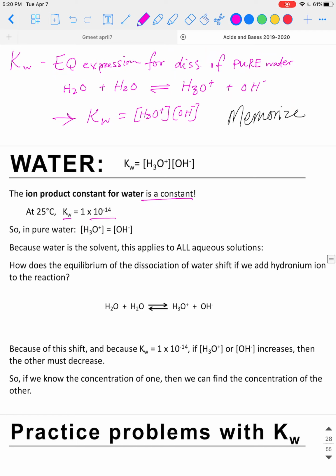Now, what this means, because Kw is a constant, in pure water, is that the concentration of the hydronium ion is equal to the concentration of the OH minus ion, okay? Essentially what we're saying is 1 times 10 to the minus 14 equals the concentration of H3O plus, I'm just plugging in the value here for Kw into this equation, times the concentration of our hydroxide ion.